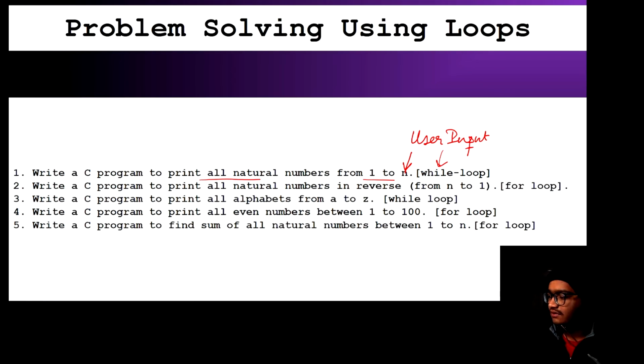The first two questions are solved. Let's see program number 3. It says write a program to print all alphabets from A to Z using while loop. Now for this we have to learn a thing which is called ASCII code. All the characters we see on the keyboard correspond to a code, which is the ASCII code.